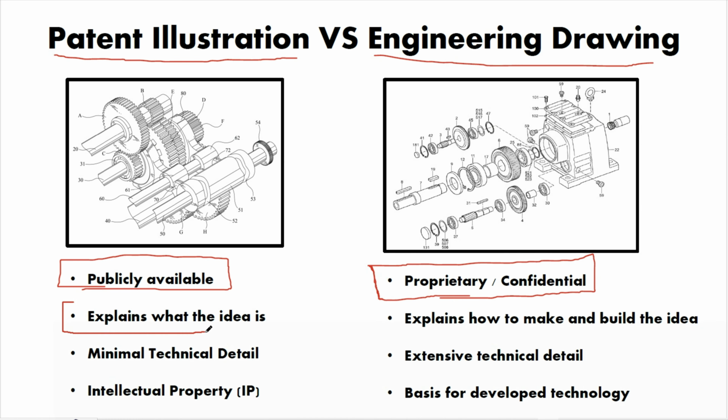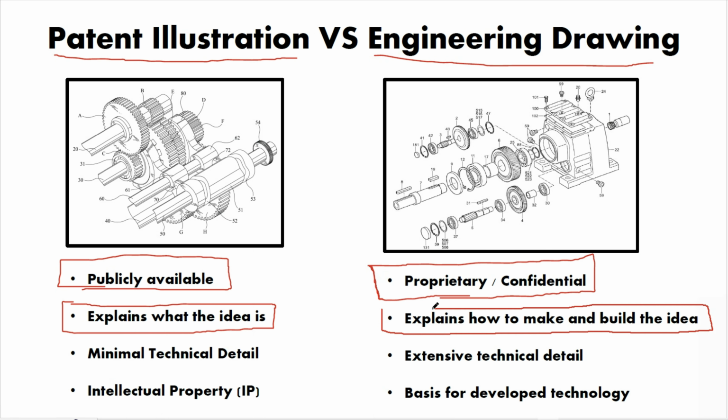A patent illustration explains what the idea is. Okay, it just tells you from a top level view, here's the idea, and this is kind of how it would embody itself. But an engineering drawing explains how to build the idea. So what the idea is, how to build the idea. So the requirements, technical details are much more stringent for an engineering drawing, and that's listed here.